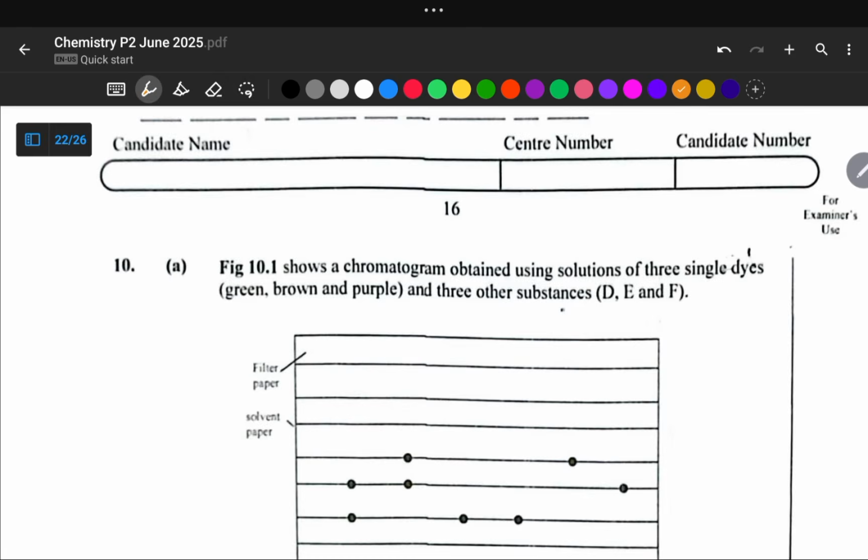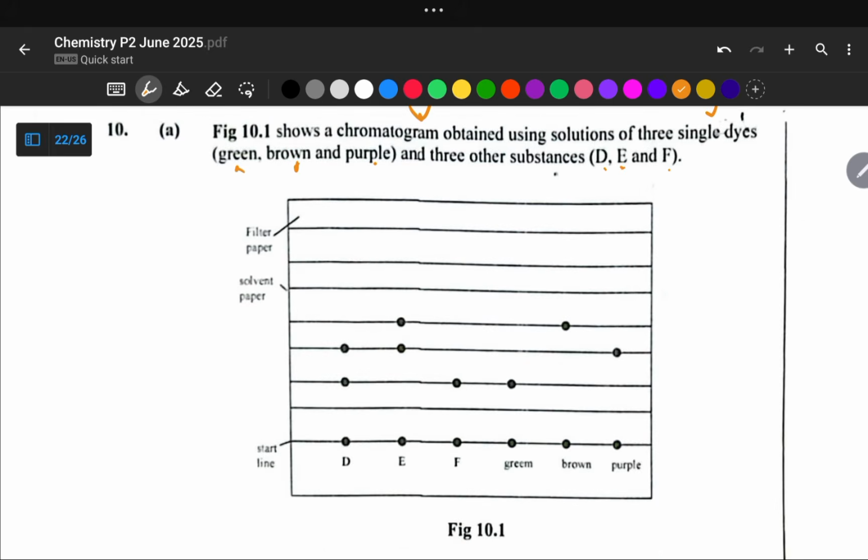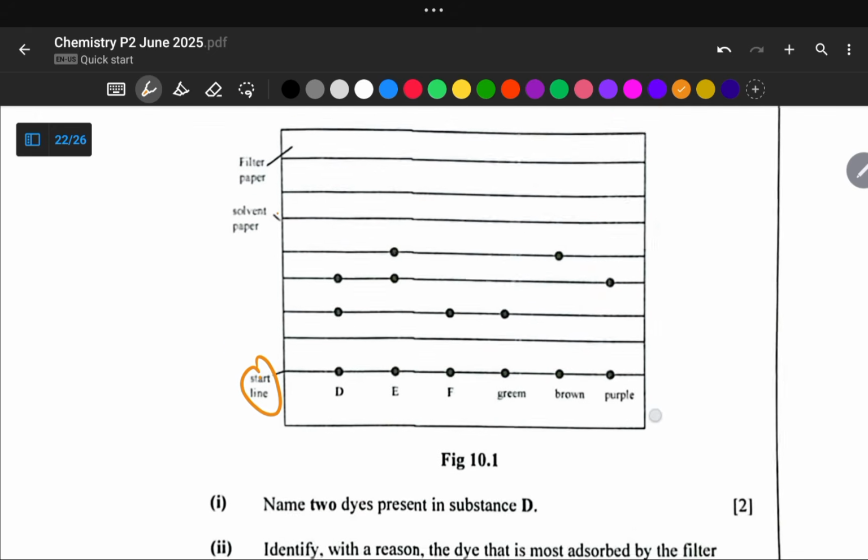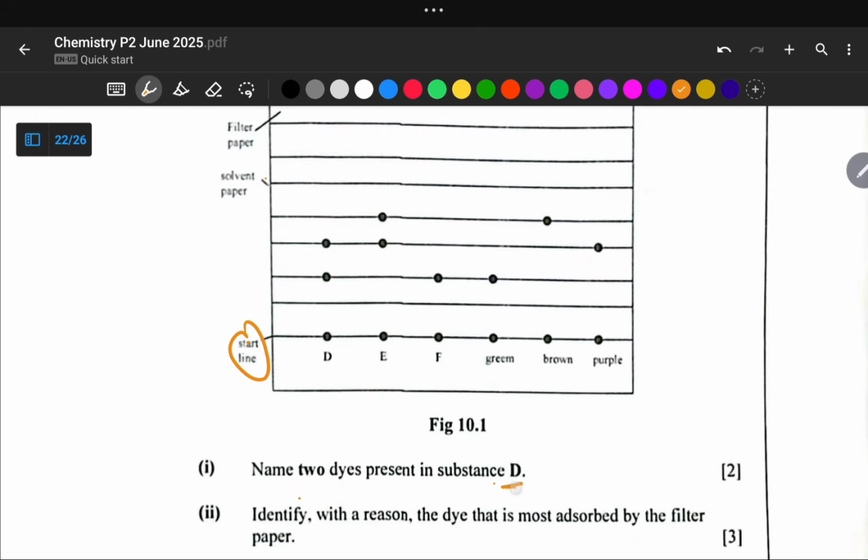Number 10 says Fig 10.1 shows the chromatogram obtained using different single dyes. We have green, brown, and purple, and other substances A, D, E, and F. So this is the filter paper, the solvent, and we are starting here, the starting line. Name two dyes present in D. So here is our D, and we go straight horizontally. We have the purple dye, and here we have the green one.